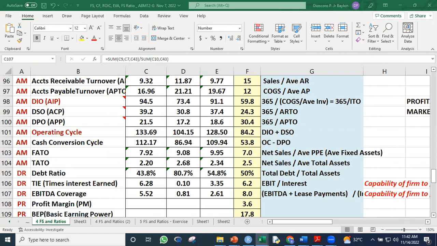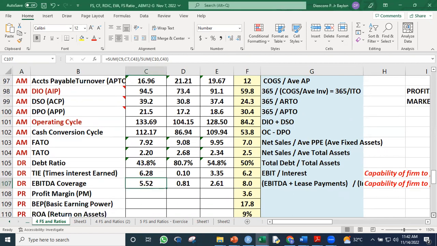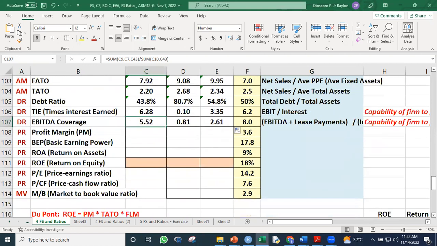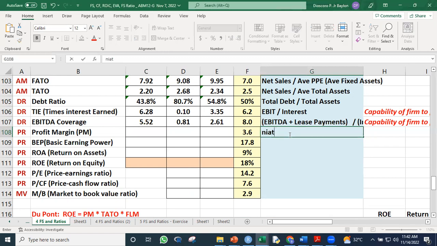Another type of ratio is profit. How efficient is the firm in using its assets to generate sales and to generate profitability? Okay. First, profit margin. Ano yung profit margin? Well, profit margin is simply your net income after tax. Magkano yung income after deducting all the costs, no? Whether it's operating costs or financing costs. So net income after tax over your sales.